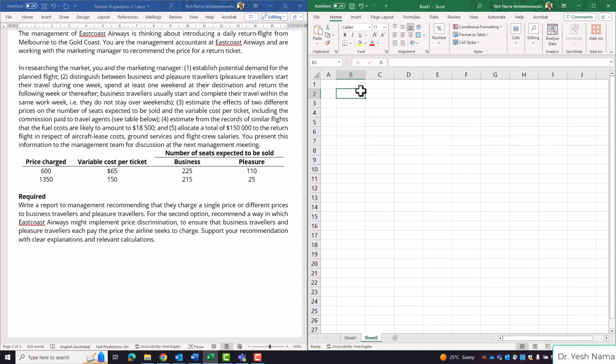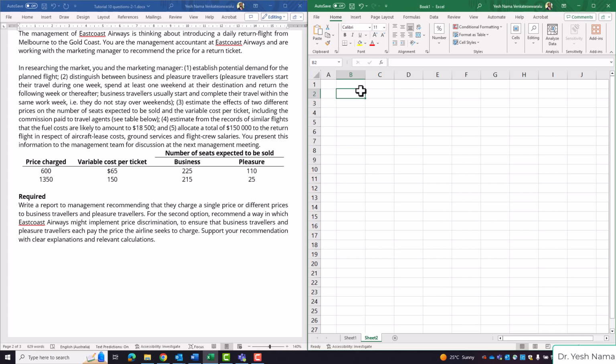You define pleasure travelers as those who start their travel during one week, spend at least one weekend at their destination, and return the following week or thereafter. Business travelers are defined as those who start and complete their travel within the same work week. They do not stay over the weekends.